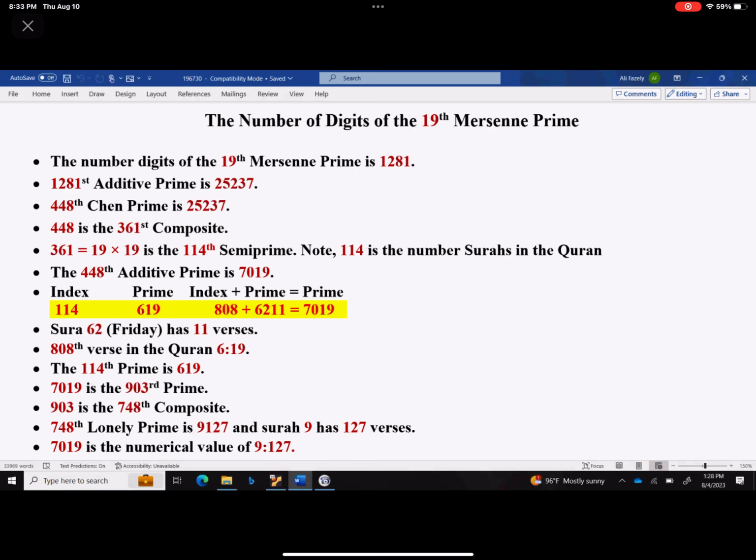He made it simple for you. So the excuses are over. You have to ask yourself, why? Why is it that the 1281st additive prime is 25237, that the sum of its digits adds up to 19 again?